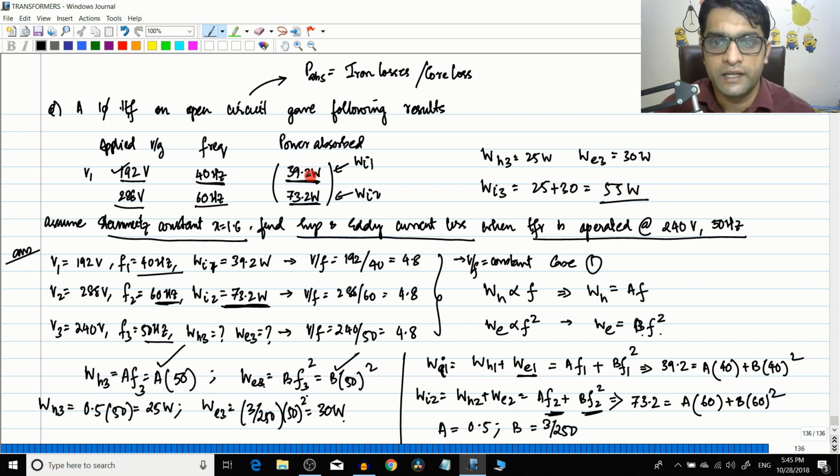So it is in between WI1 and WI2, because voltage and frequencies are also in-between values. Okay. So these are three important numericals. I hope that the concepts of the iron losses are getting more and more etched inside your mind.